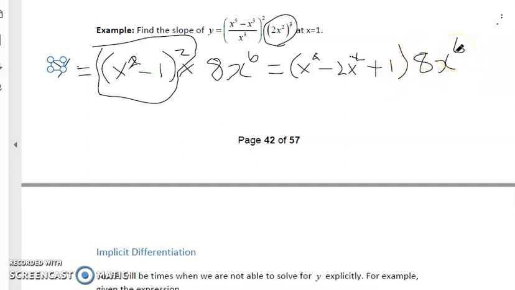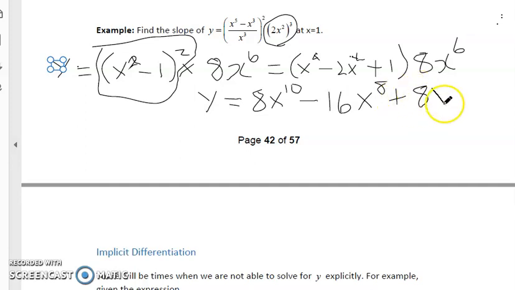And now, why not just multiply through there by 8x to the 6? So here's what your function actually turns into. y is equal to, and believe me, it's much easier to simplify here than take the derivative of that monster. You're going to have 8x to the power of 10 minus 16x, and now that's an x squared there, remember, times x to the 6, so that's x to the 8. Plus 8x to the 6. Now look how easy it's going to be to take the derivative of this and then just plug in x equals 1.